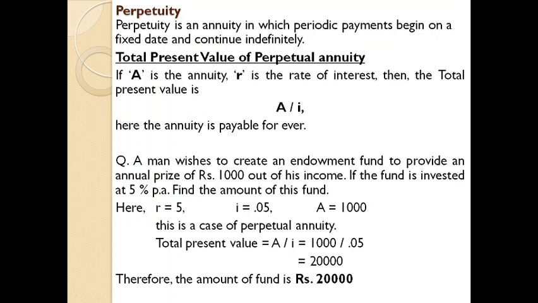Next, we will discuss the present value of deferred annuity. This is a case that comes under annuity. In the beginning of annuity, we learned about different types of annuity: annuity due, annuity immediate, annuity certain, and deferred annuity.